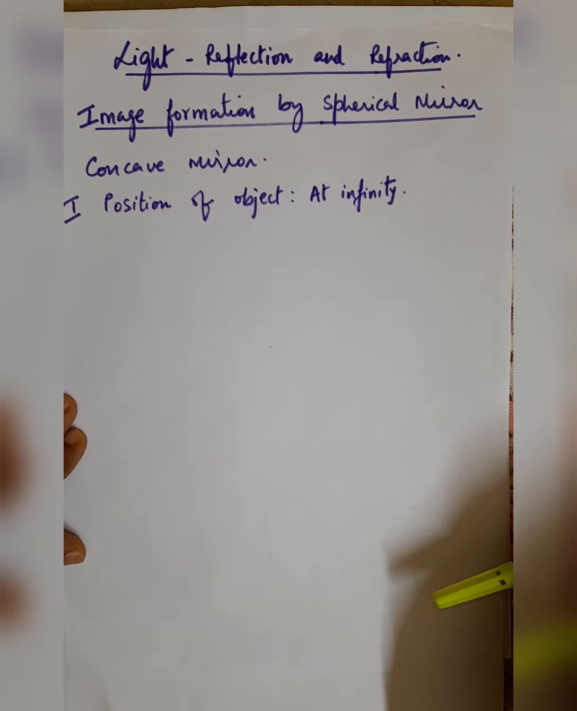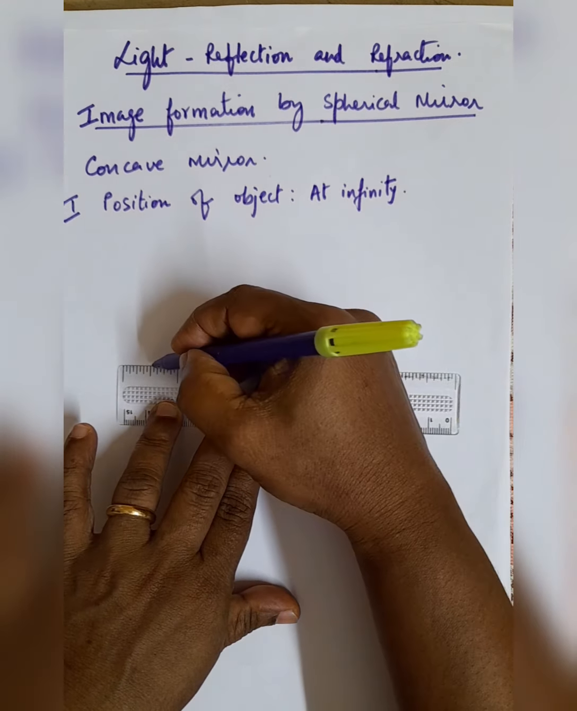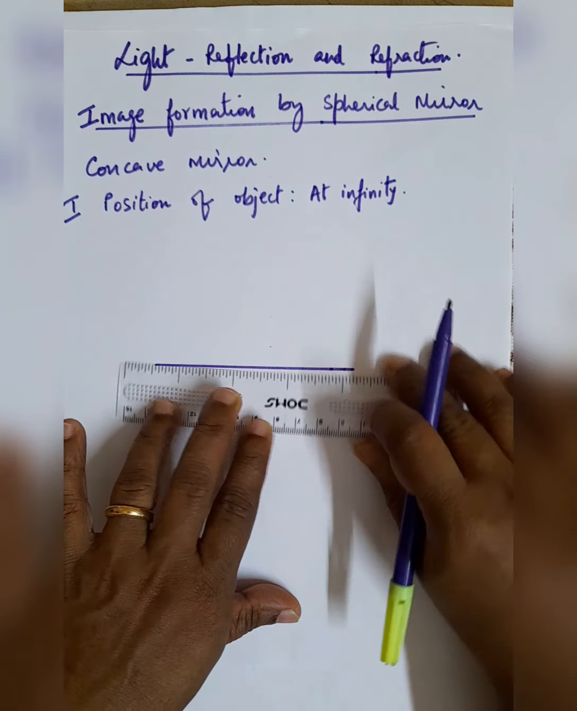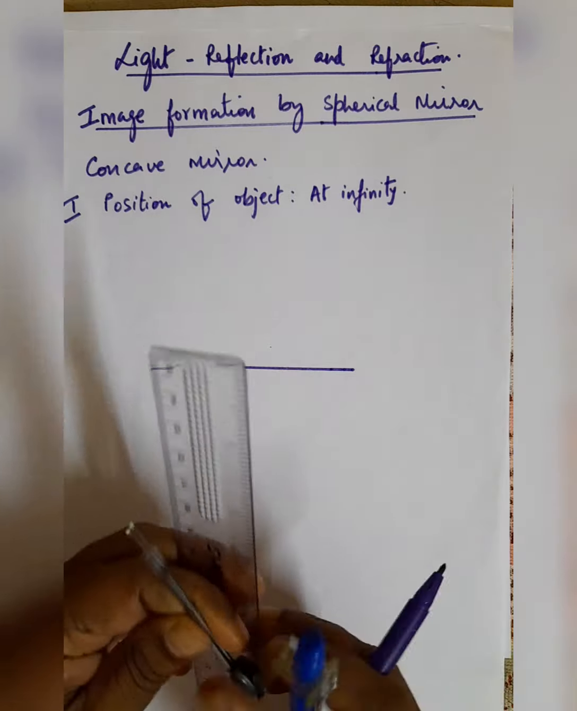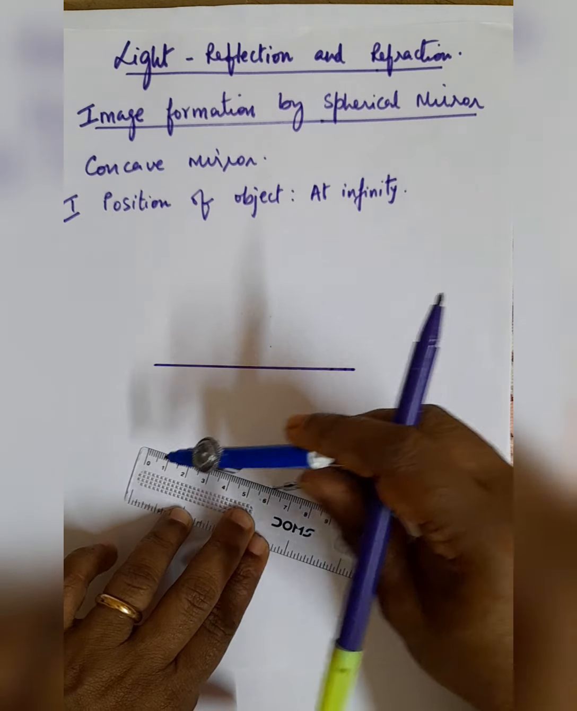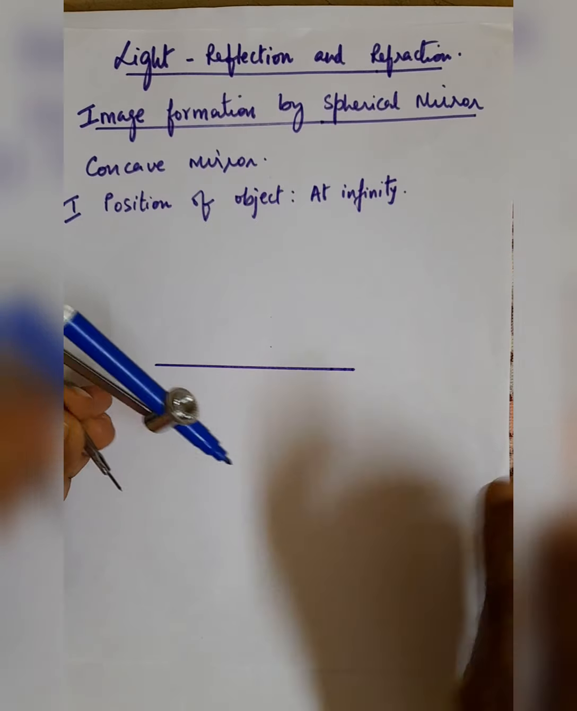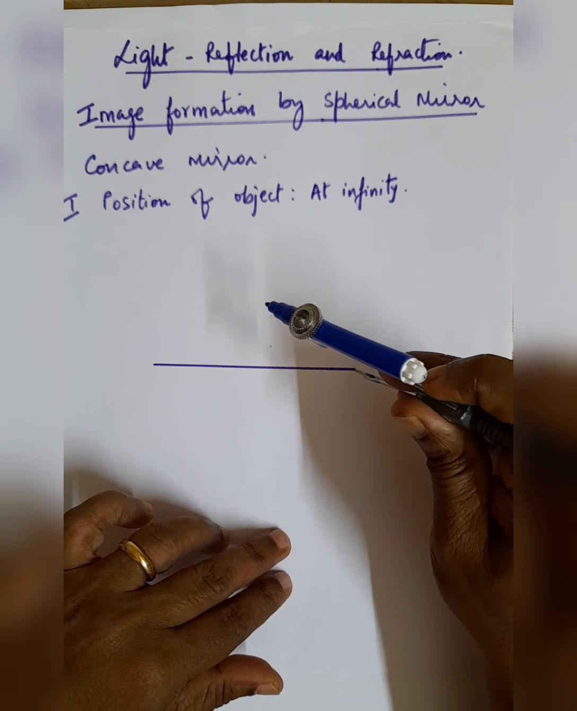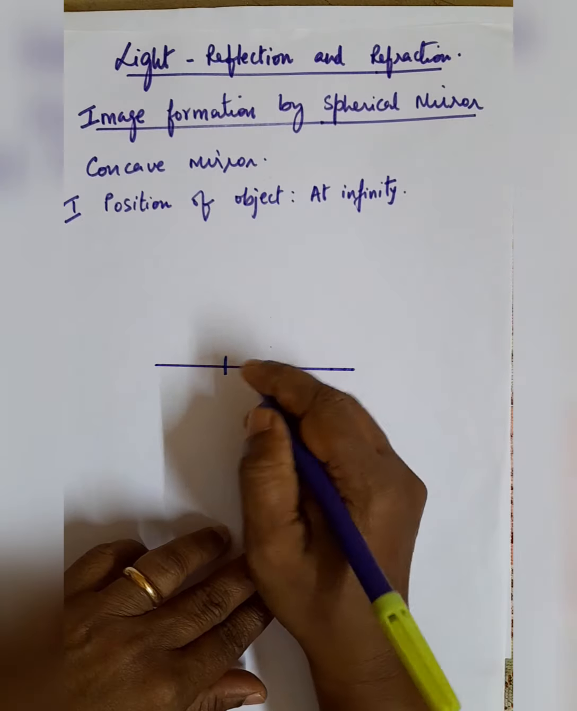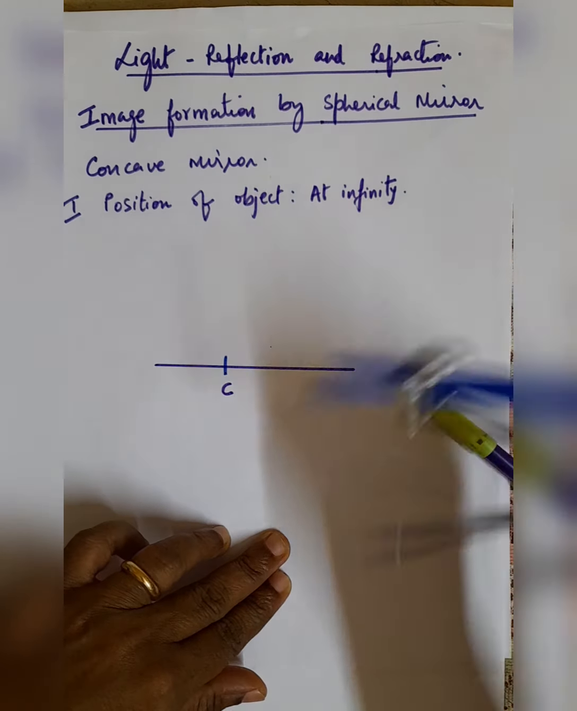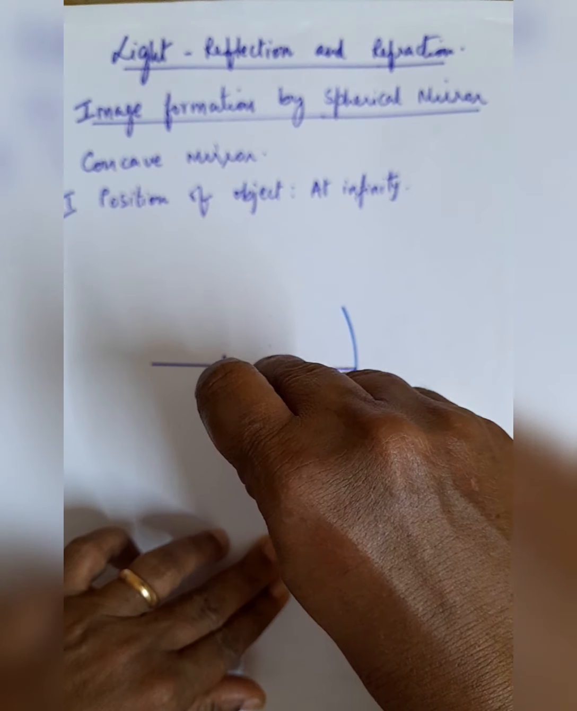So let us begin. We draw the principal axis. Take the compass and measure 6 centimeters. You may take 5 also. I take 6. Mark C. This is the center of curvature. So I hold the compass at C and draw an arc.